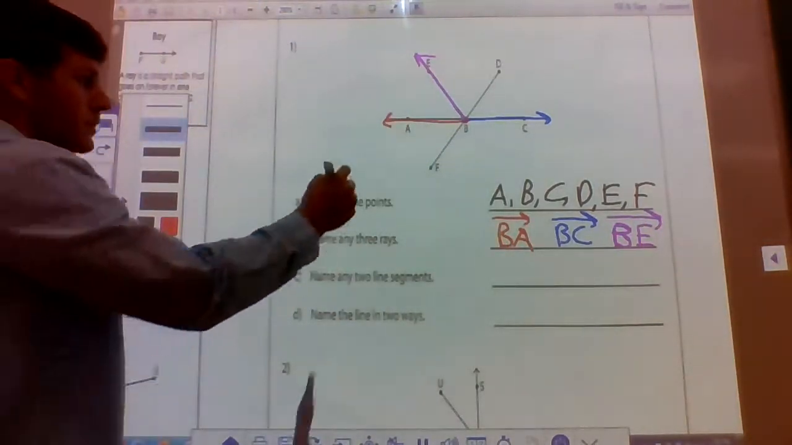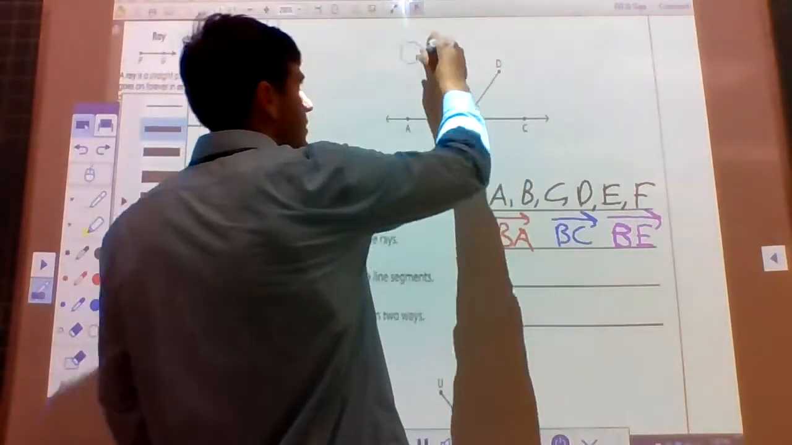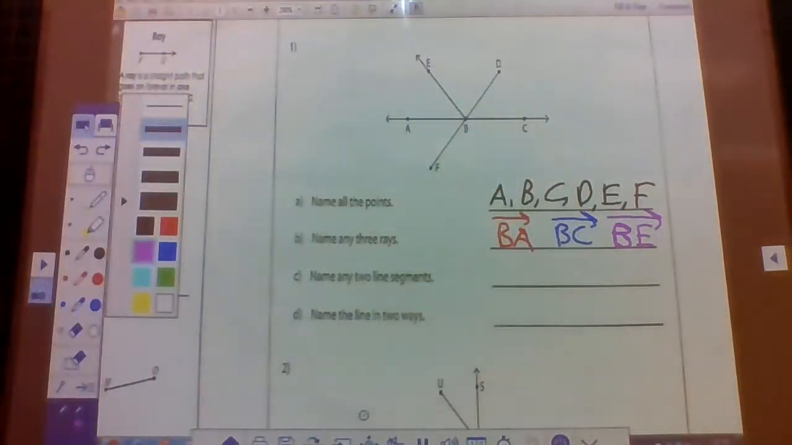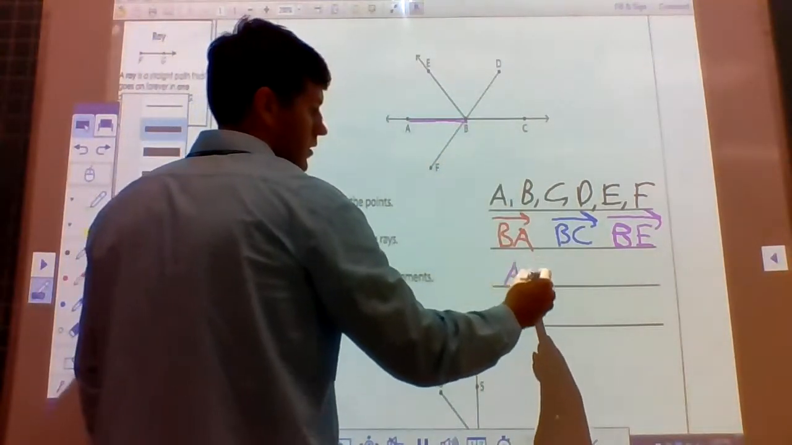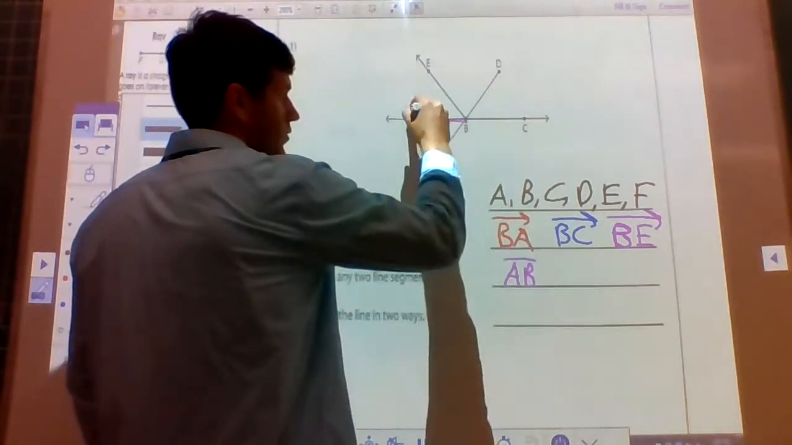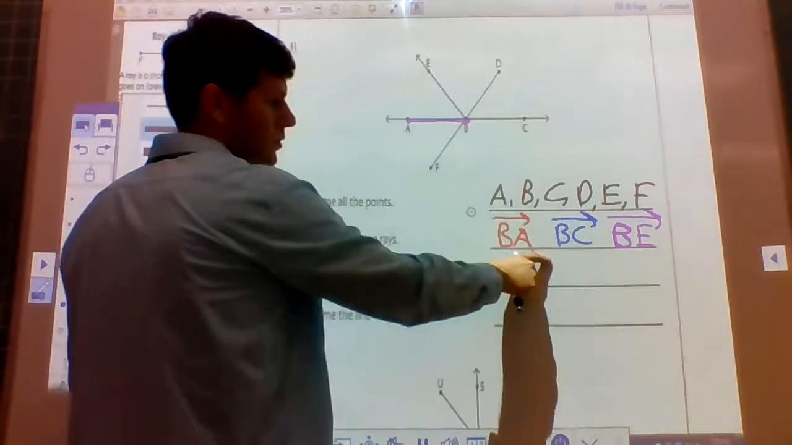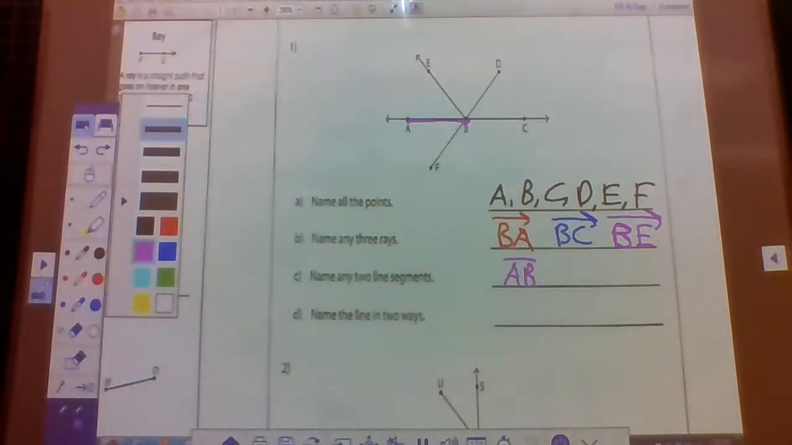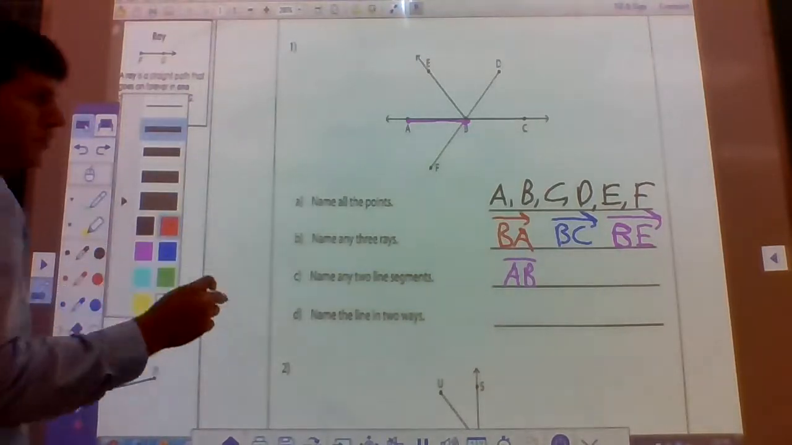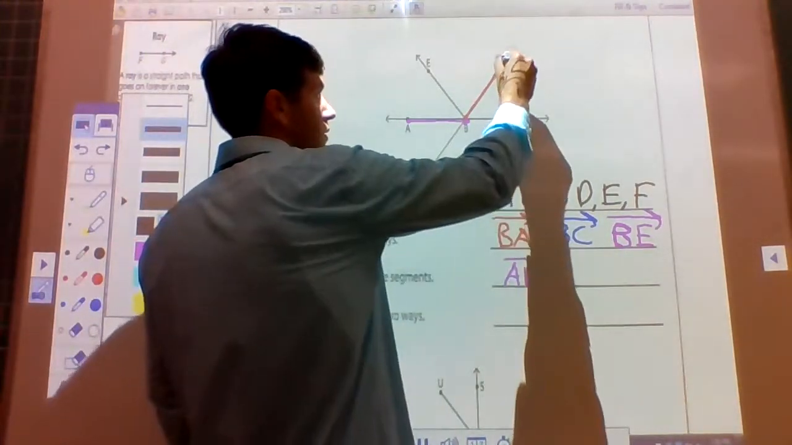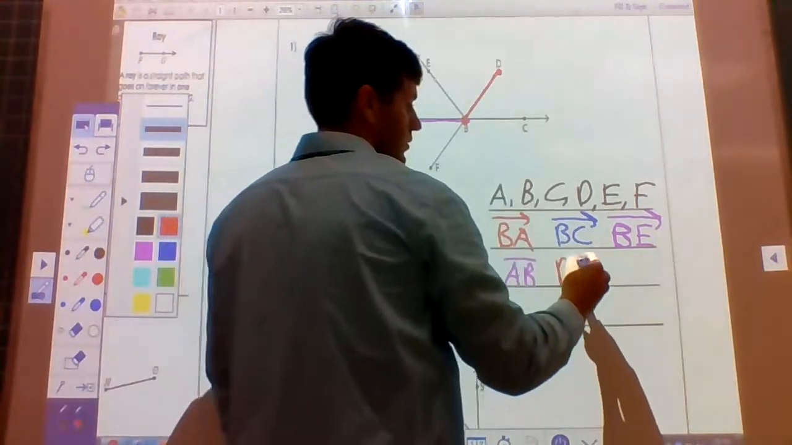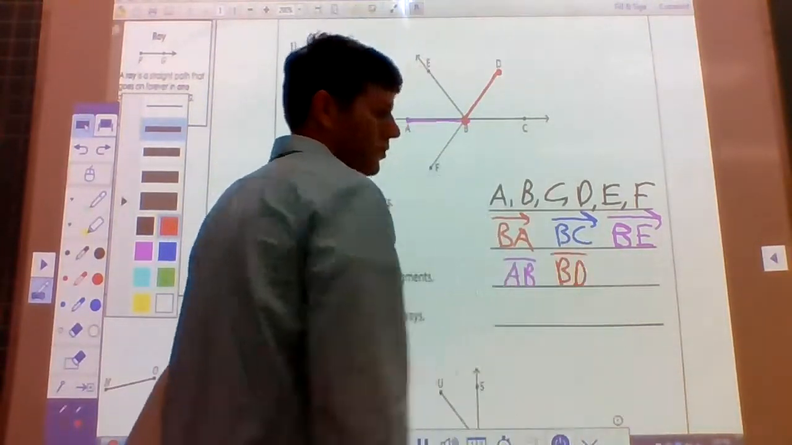Two line segments. Okay, so there's lots of different choices here. We can do AB. Just put the bar over it. Again, no arrows because it's a segment. It's got two endpoints. A and B are both the endpoints of the segment. Then we could also do BD. B and D are the two endpoints of the segment, so BD with the bar over it.